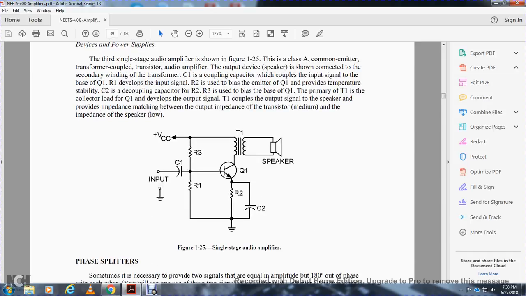Figure 125 is a single stage audio amplifier showing the collector current. The input signal goes through capacitor 1. There are two parallel paths and a third parallel, but the first parallel would be resistor 1 and resistor 2. The second parallel would be resistor 3, transistor 1, transformer 1, and the speaker.